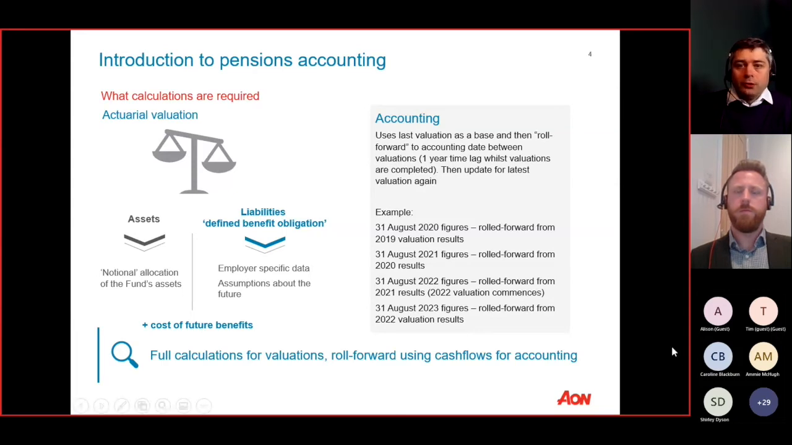The example on the right of this slide shows how the 31st of August 2020 figures were a roll forward of the 2019 valuation results. The 2021 figures are a roll forward from the 2020 results, and the 2022 results will be a roll forward from the 2021 results. When preparing the next set, the 2023 accounting results, we will use the results of the new valuation, in this case, the 2022 valuation.